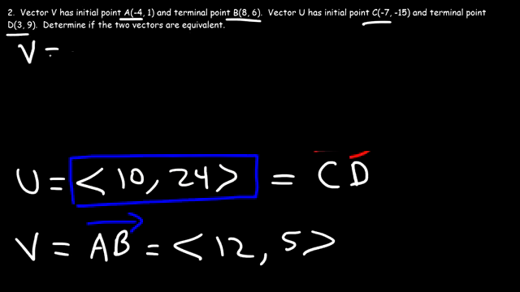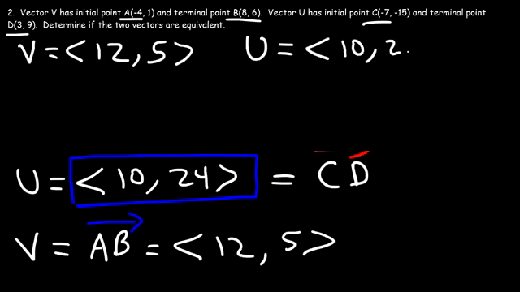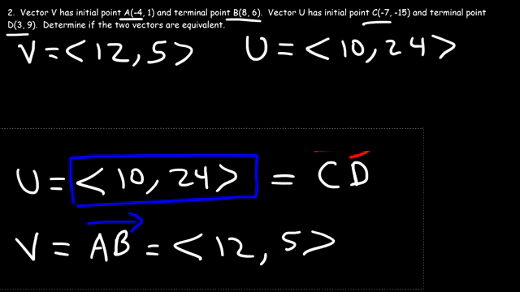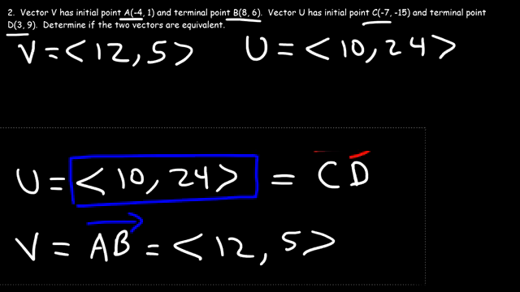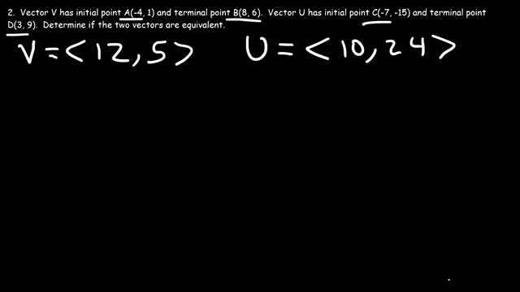Now that we have the component form of vector v and vector u, can we say that these two vectors are equivalent? So looking at them, the numbers are different, which means that the vectors will be different. But if we want to determine if two vectors are equivalent, we need to determine the magnitude and the direction. Let's start with the magnitude first. Let's find the magnitudes of vector v and vector u.